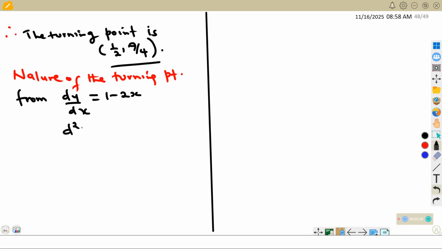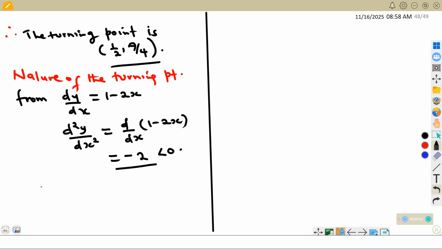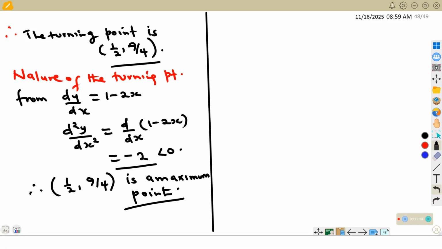So what will be d2y/dx squared? The d2y/dx squared will be the same as differentiating dy/dx, which is 1 minus 2x. So this will give us minus 2. And we can easily see this minus 2 is actually less than 0. And if that is true, then it means our turning point, a half, 9/4, is a maximum point. So this will be the nature of our turning point.